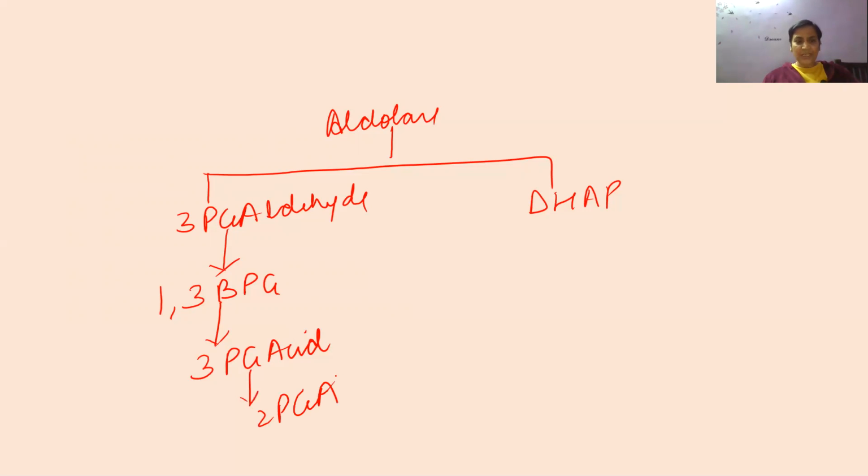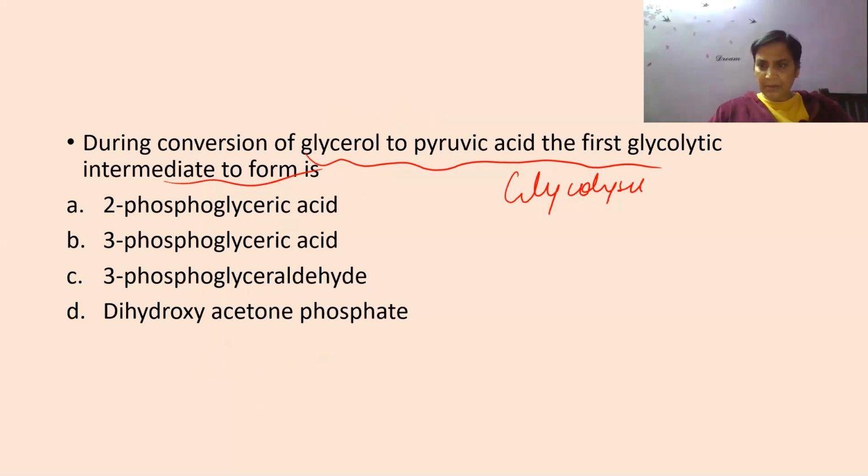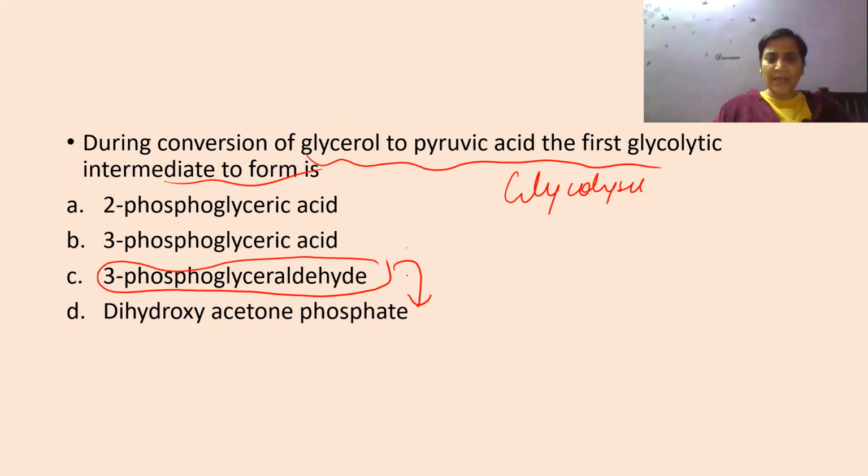So if we see the chronological order here, during conversion of glycerol to pyruvic acid, the first intermediate which is produced has to be 3-phosphoglyceraldehyde, which is an isomer of dihydroxyacetone phosphate. And after that, you can say 3-PGA, 2-PGA, they will be produced. Right? So the answer would be C.